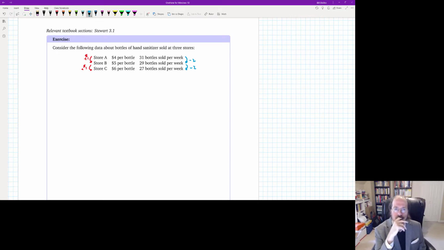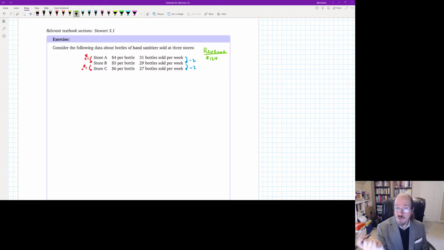So that's interesting. Now another thing you might want to know is, well, how much revenue does the store make? Where revenue, by the way, the difference between revenue and profit, because sometimes that comes up with this sort of thing. Revenue is just how much money you bring in at all. Profit is when you then subtract out any costs that you would have had. So we're just focusing on revenue because that's all we have information for. So let's see. The revenue for store A would be $4 per bottle times 31 bottles. So that would give us a revenue of $124.